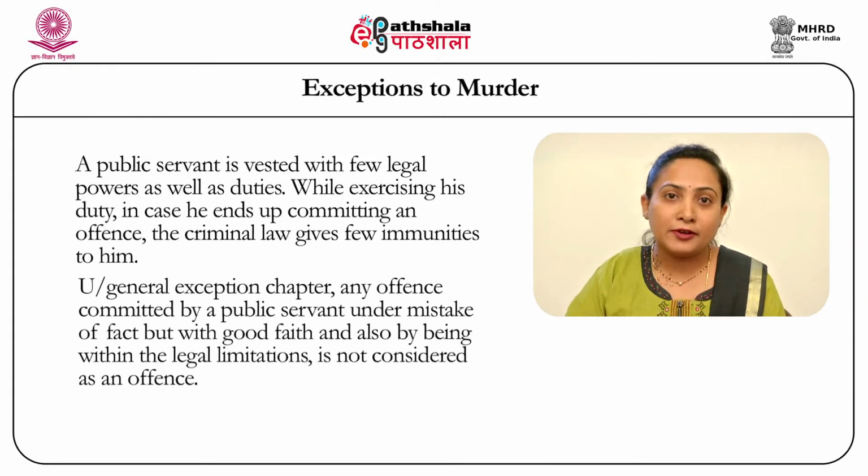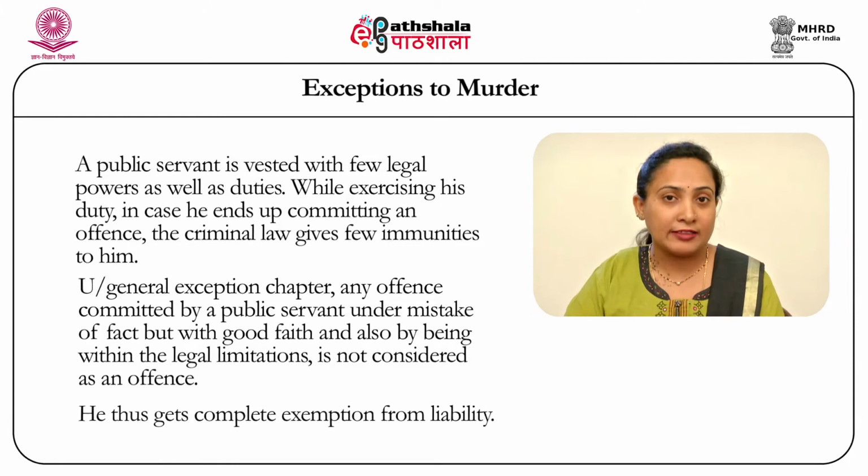Now, under the general chapter that talks about the general exceptions to criminal liability, that is under IPC, any offence committed by a public servant under mistake of fact but with good faith and also within the legal limitations makes it an offence of complete exemption from criminal liability. But over here, this is a scenario wherein he is crossing his legal limitation, yet because he is acting in good faith, instead of falling under the ground of complete exemption, his case falls under the ground of partial exemption, thereby making it not an offence of murder, rather an offence of manslaughter, that is culpable homicide.